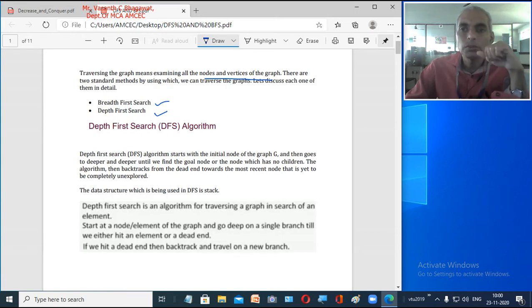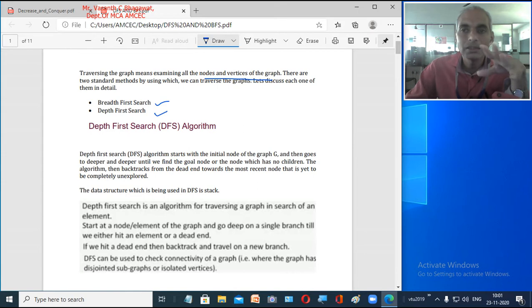So in today's session we will be looking into these methods, or we can even call them a search, because we want to search for one particular element. You know that a graph is nothing but a set of all vertices and edges. Now in such a graph, if you want to search for a particular node, you have to visit all the nodes in one particular systematic order.